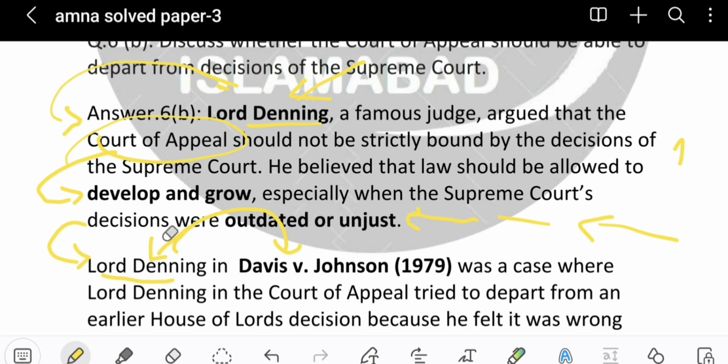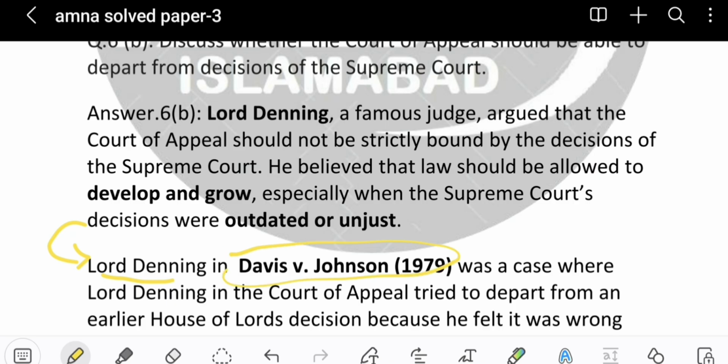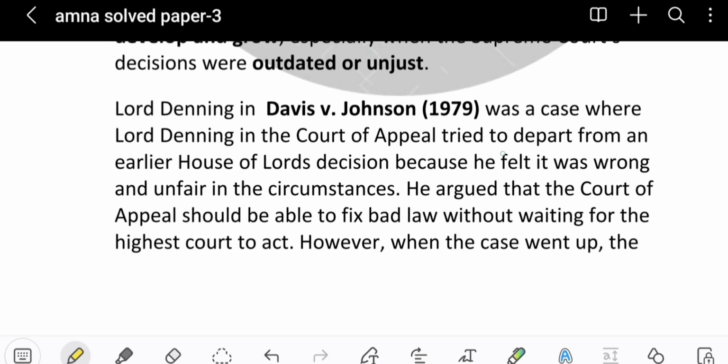But in the second paragraph I also included Lord Denning, and I also added a case law, Davis v. Johnson 1979. So let's see what I had written. Davis v. Johnson 1979 was a case where Lord Denning in the Court of Appeal tried to depart from an earlier House of Lords decision because he felt it was wrong and unfair in the circumstances. So basically, in this particular case, Lord Denning thought there was something wrong in the House of Lords decision.